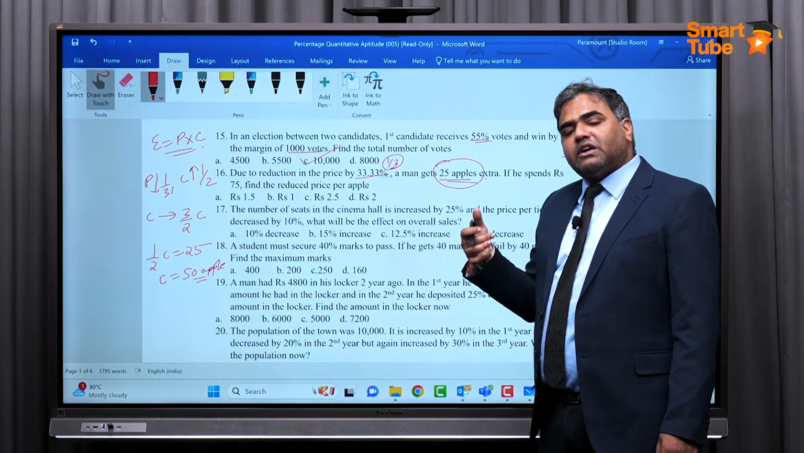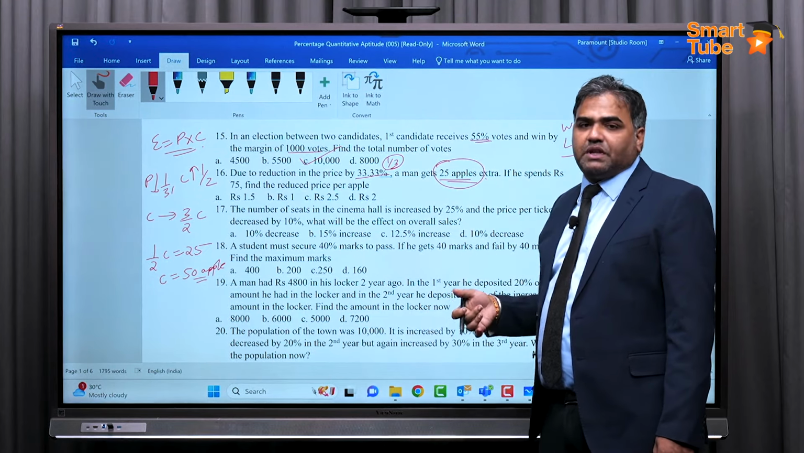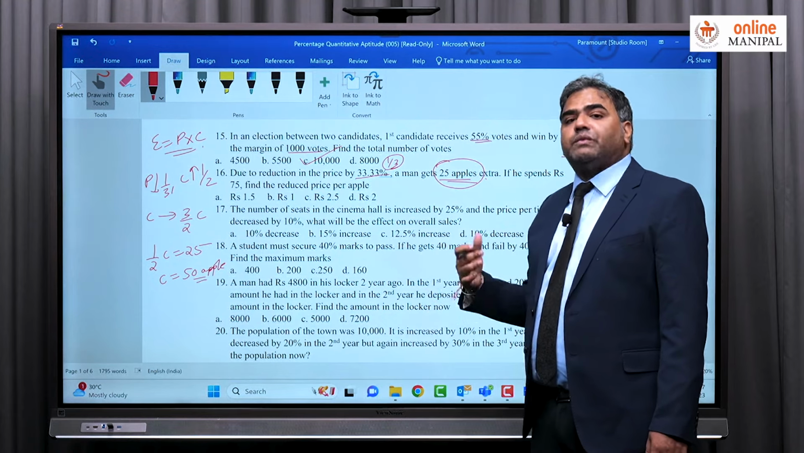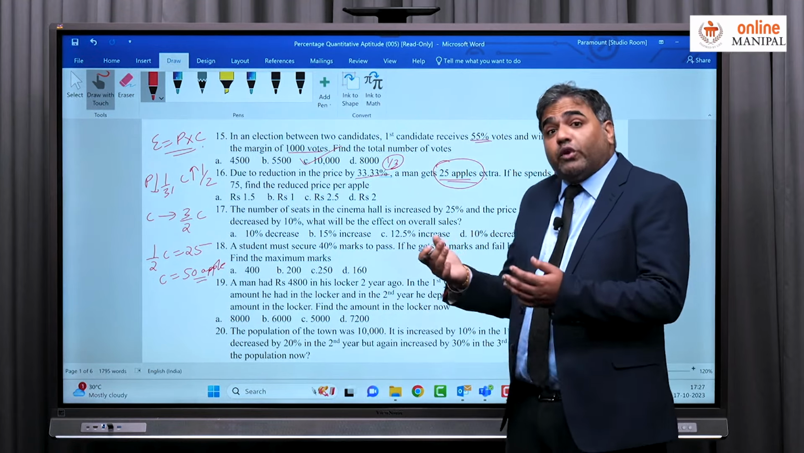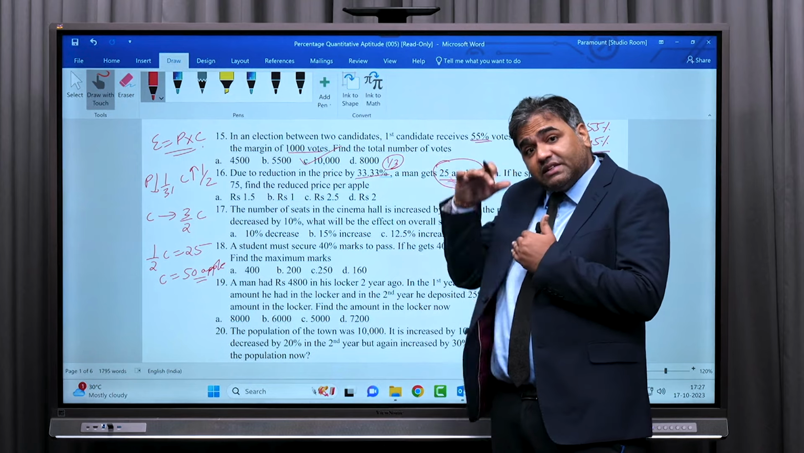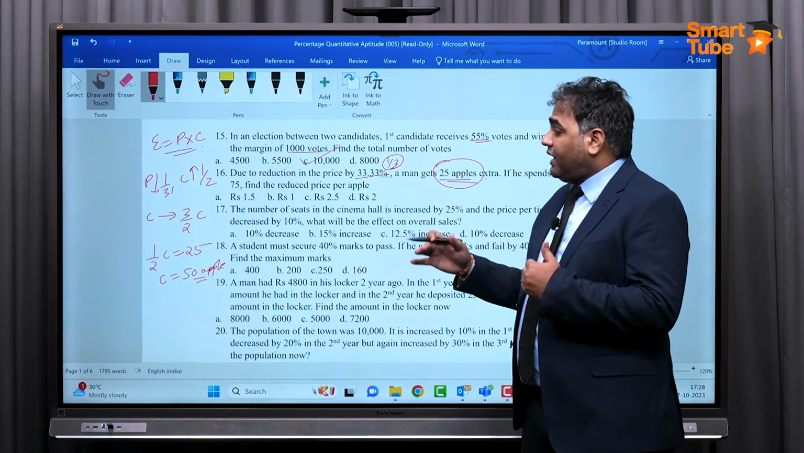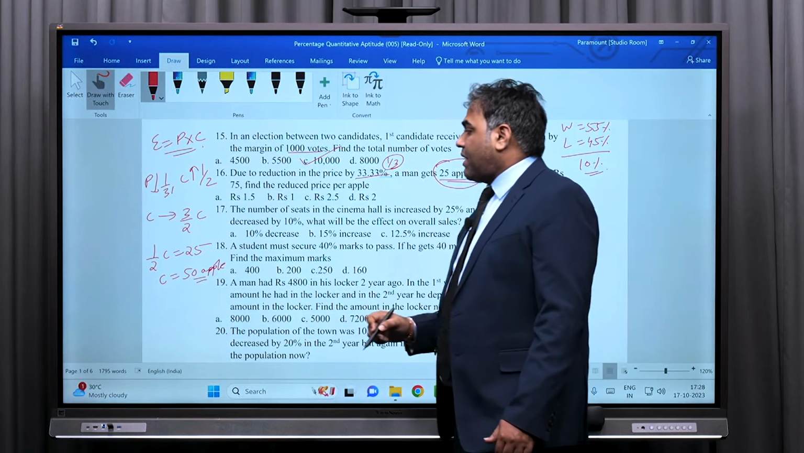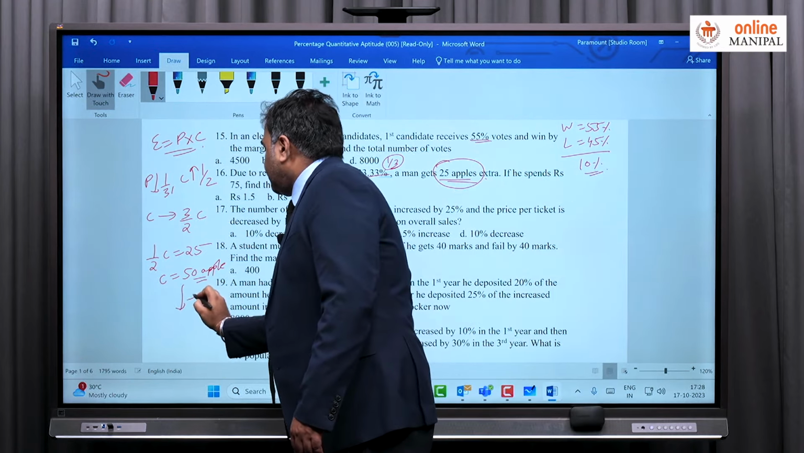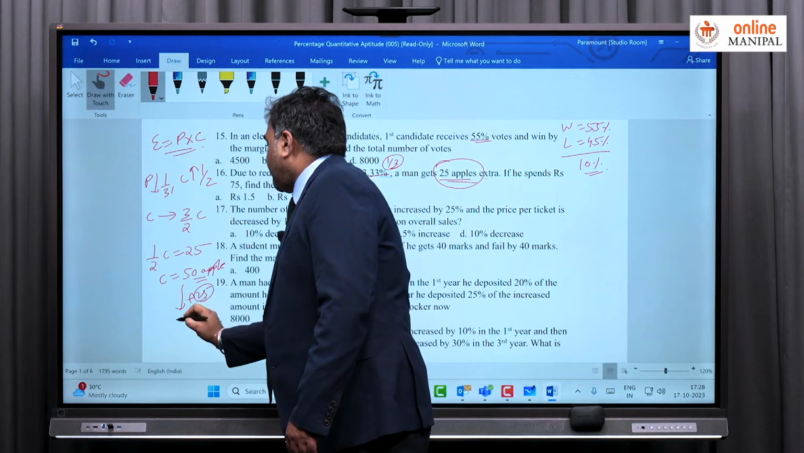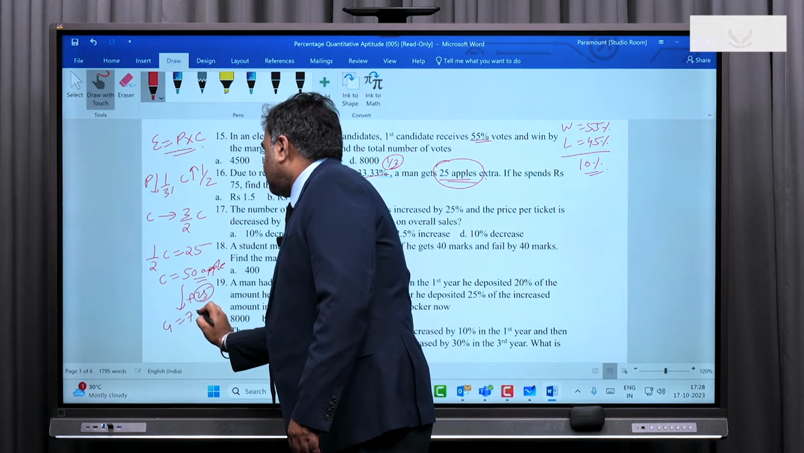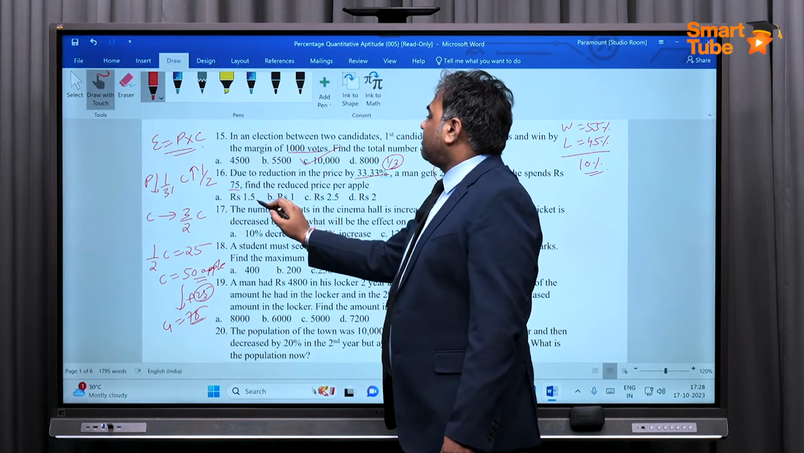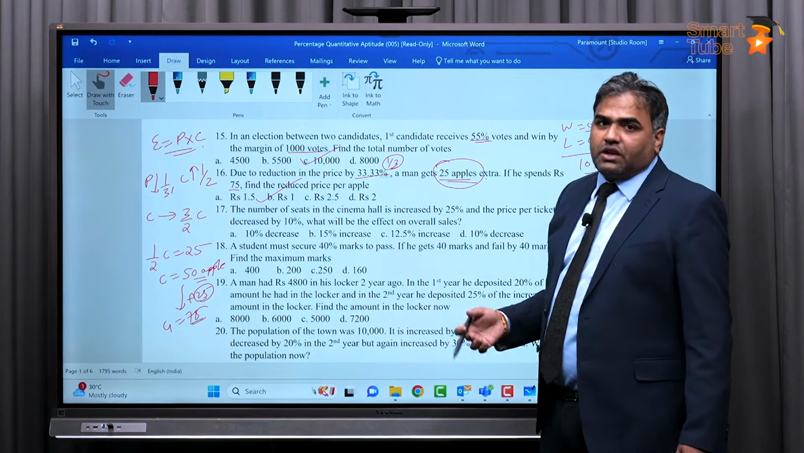If that 50% increase is 25 apples, then what was your total consumption? Earlier you were consuming 50 apples. Now you are eating 25 apples more, because the price decreased by 1/3. So if your consumption increased by 25 apples more, what is your new consumption? The new consumption is 75 apples, and you are paying 75 rupees. So what is the price of one apple? 1 rupee. Very basic.